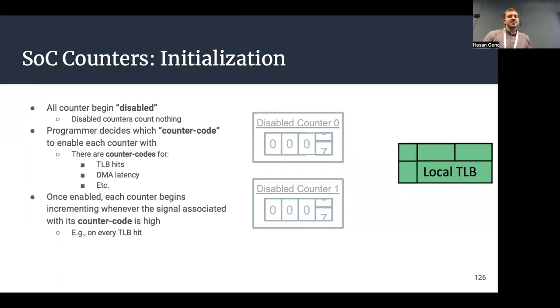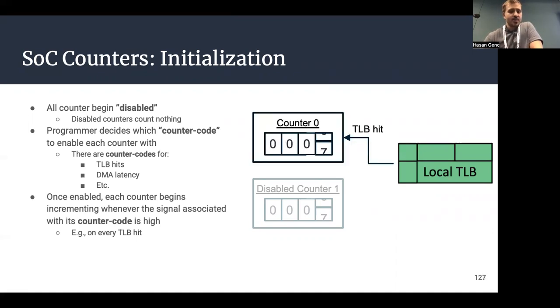So you can have as many counters as you want, but they all begin disabled, which means that they're not counting anything. Afterwards, the programmer decides which signal, which is represented with just a counter code, that he wants them to count, right? So this can be things like TLB hits, average DMA latency, stuff of that nature. And once you enable a disabled counter, it gets connected to whichever signal you want it to count, and it will represent that signal.